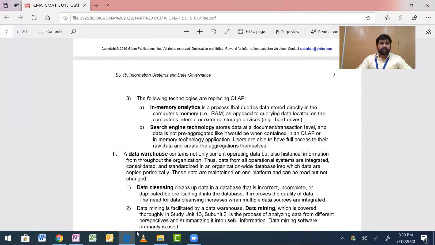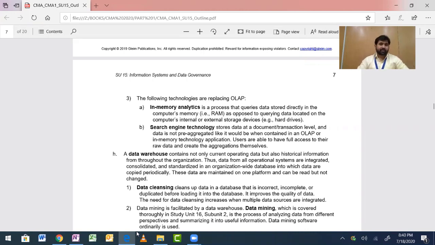Okay. So the following technologies are replacing OLAP: in-memory analytics and search engine technology. In-memory analytics is a process that queries data stored directly in the computer's memory, as opposed to querying data located on the computer's internal or external storage devices. Search engine technology stores data at a document or transactional level, and data is not pre-aggregated.